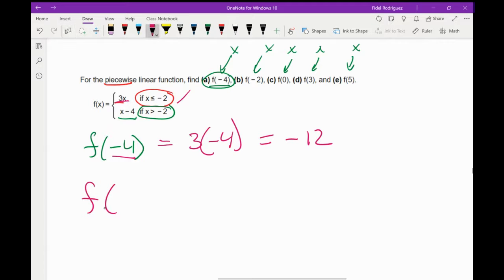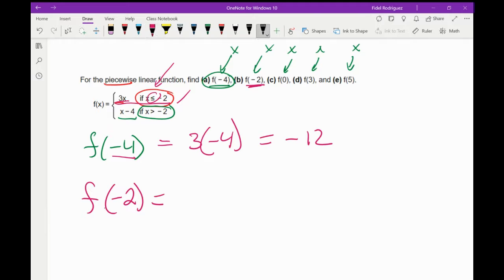So look, now we're going to do the next one, f of negative 2, okay? I'm going to look at this number here, and it says we should use the top part again if we're picking numbers smaller than or equal to negative 2. Well, hey, that's equal to negative 2, right? Because this little arrow means smaller than or equal to, right?